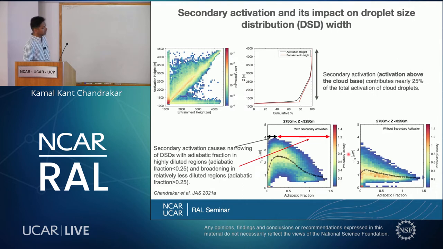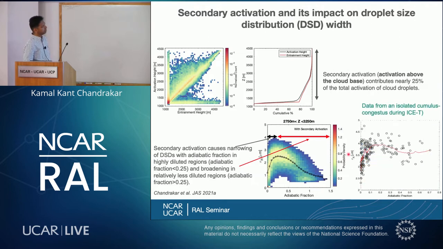So another interesting part here is this decreasing trend of the spectral width with adiabatic fraction in the highly diluted region. And this is nearly absent for the case where we turned off the secondary activation. And this is because in the highly diluted regions, this smaller droplet mode dominates and produces a narrow distribution. This is consistent with the observation during the IST field campaign, and thanks to Andy Hansfield for providing the data from this field campaign, that also shows a qualitatively similar trend of the spectral width with adiabatic fraction. So you get this decreasing trend here as well.